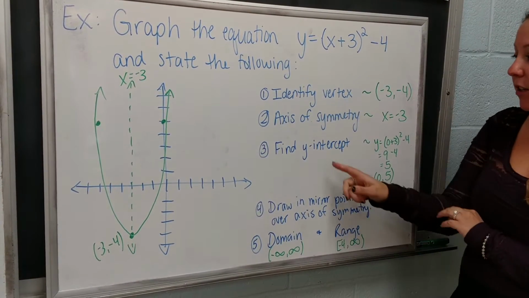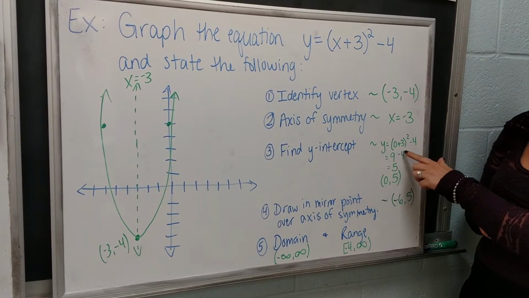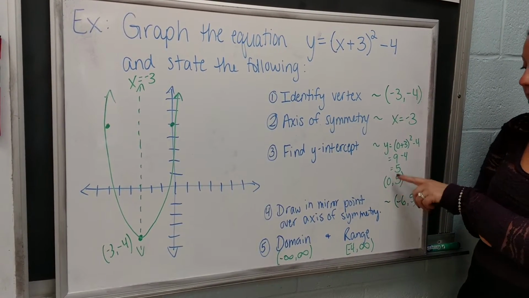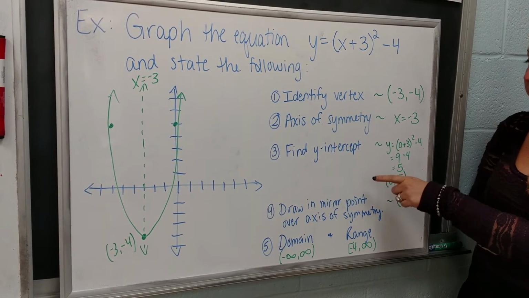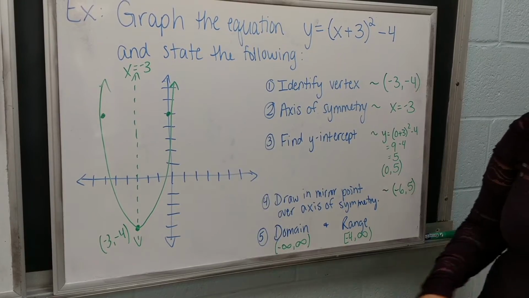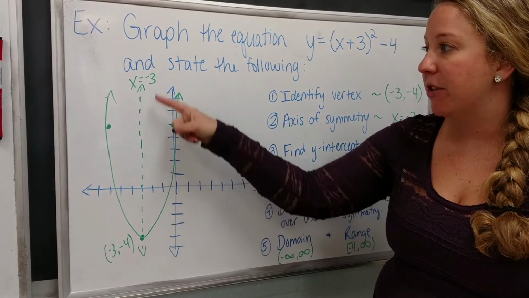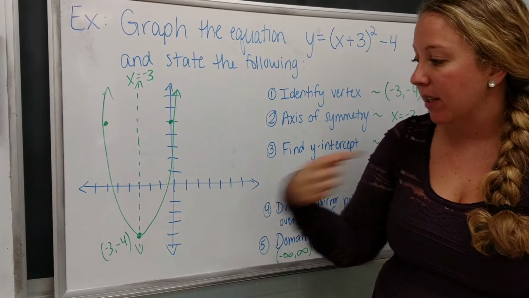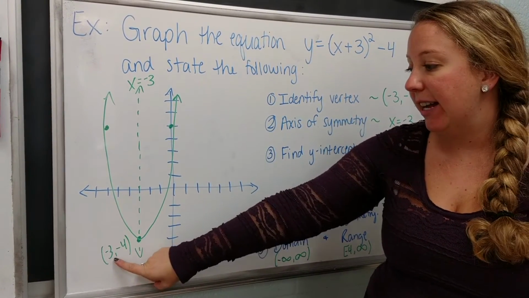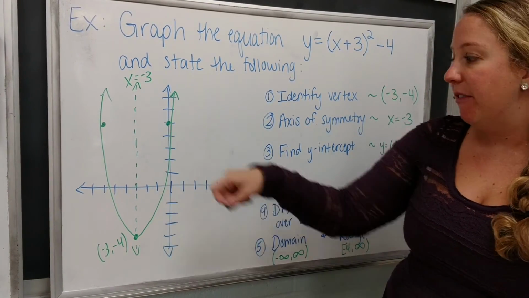Your y-intercept, you're plugging in 0 into your equation, so you have y equals (0 plus 3) squared minus 4, and you get 5. So your y-intercept is (0, 5). And then you're going to go and plot them on your graph. So I have this dotted line here that represents the axis of symmetry at x equals negative 3. I have my vertex down here at (negative 3, negative 4), and my y-intercept at (0, 5).